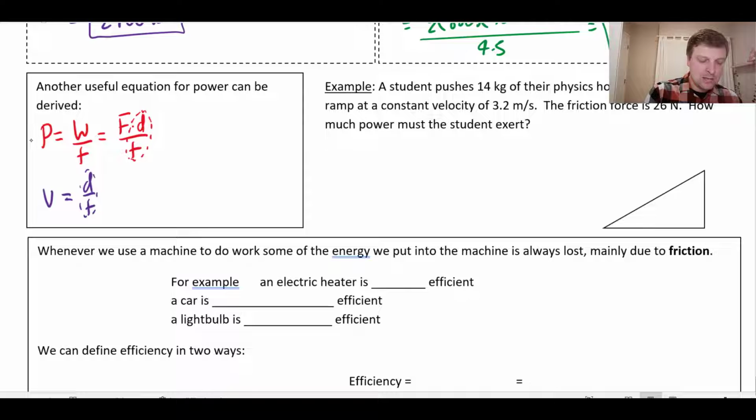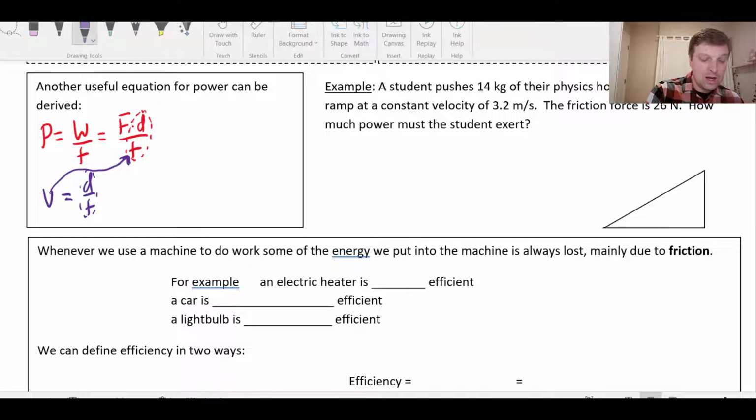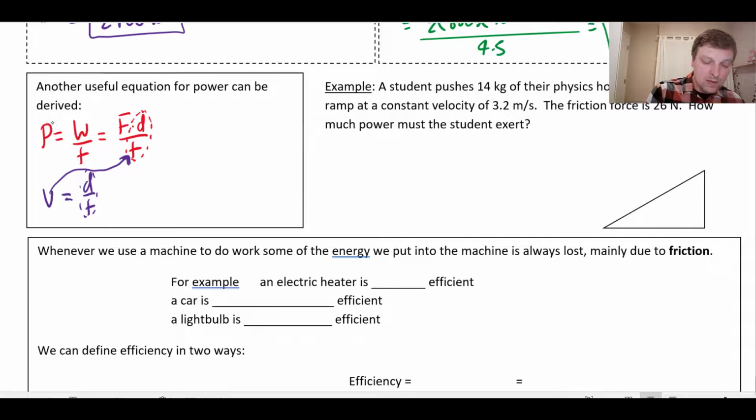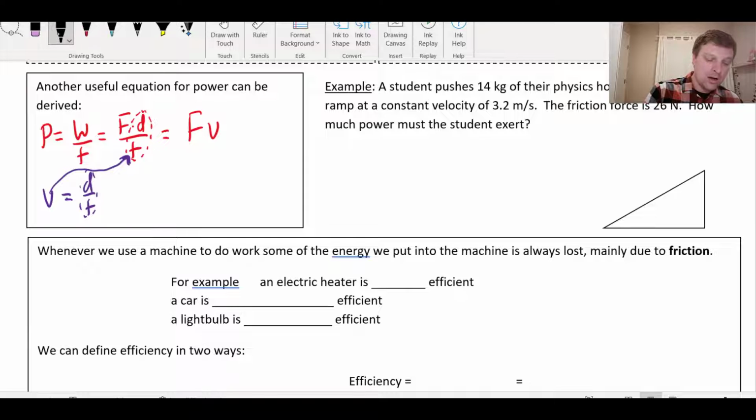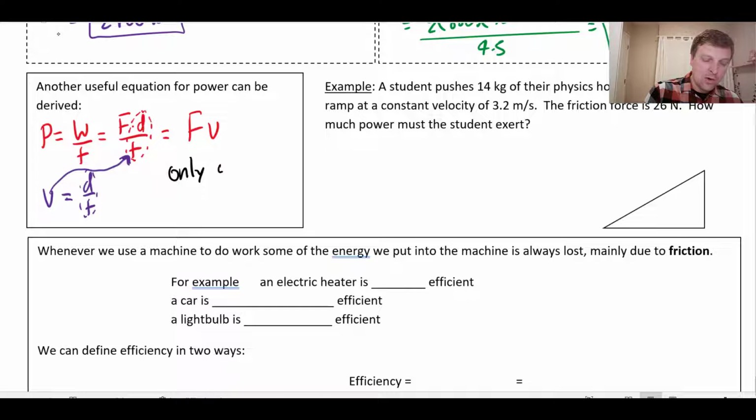So these are the same thing, which means I can just substitute in v for d over t, and what I end up with is just power equals force times velocity. Now, it's important to note that this will only work at a constant velocity. Only at a constant velocity.